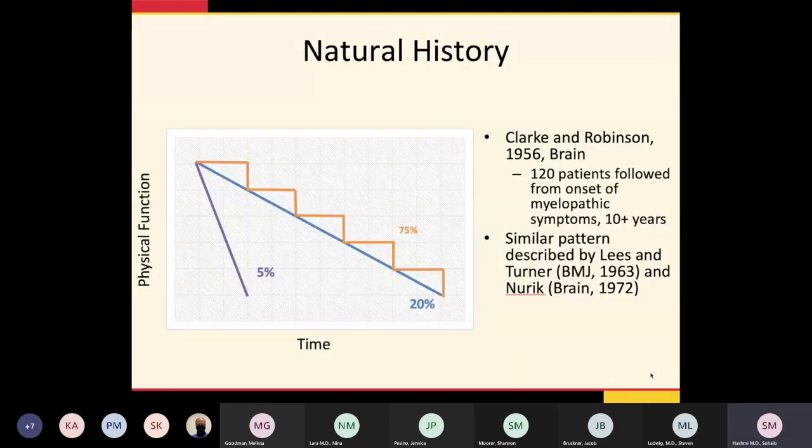As we talked about the natural history of that degenerative pathway, most patients will decline in a stepwise fashion, and this was really a seminal paper in the 50s that followed patients with these myelopathic symptoms for greater than 10 years, and they found that only 5% had a very rapid decline in function, and 20% have a slow decline, whereas 75% will plateau and have a stepwise decline, plateau, and then have a stepwise decline.